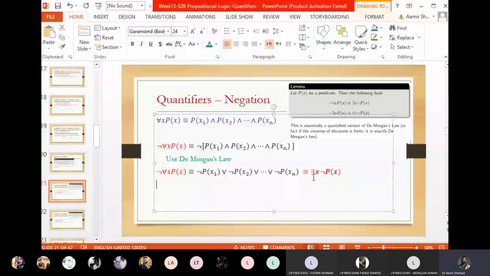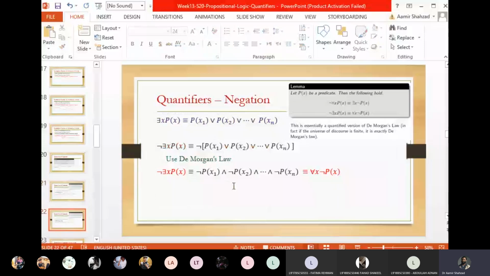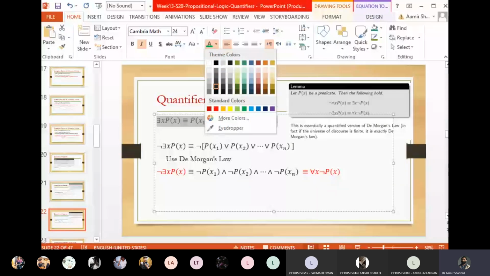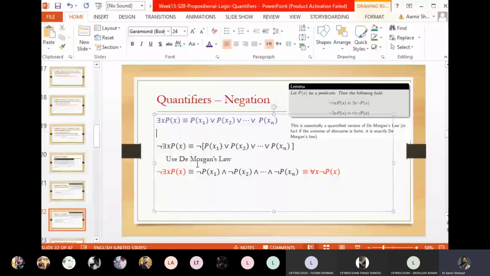So universal quantifier की जब हमने negation की, it becomes an existential quantifier with negation of p of x. Same thing is true for existential quantifier. We can implement De Morgan's law to prove it. So there exists x for which p of x is true.